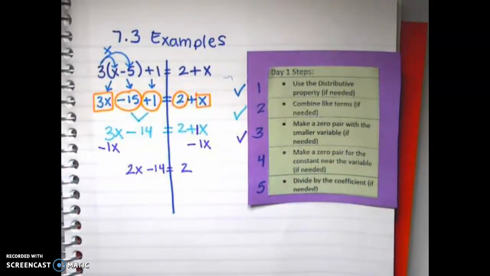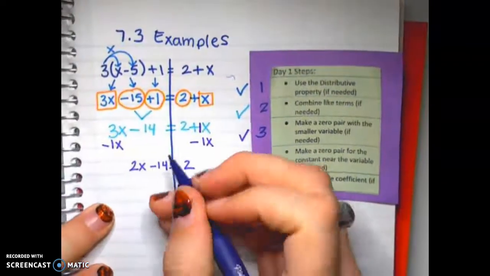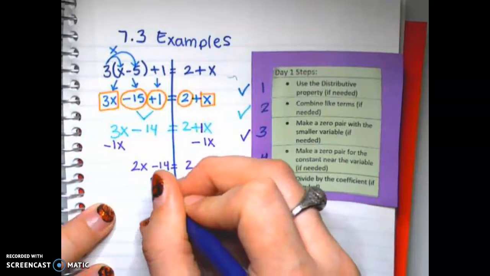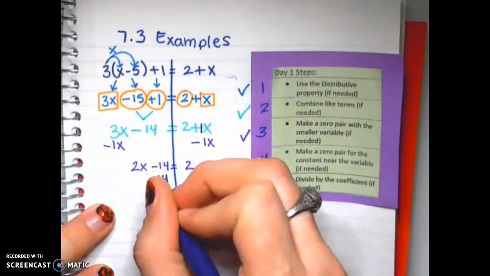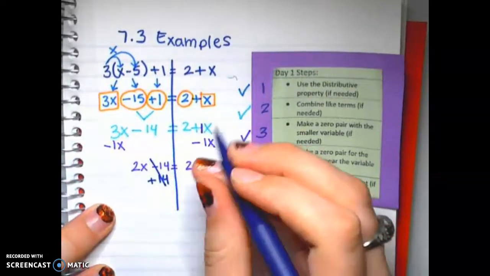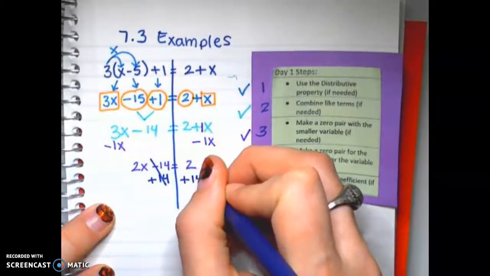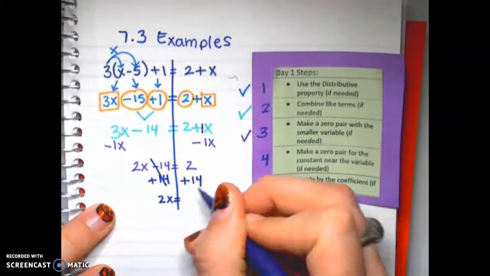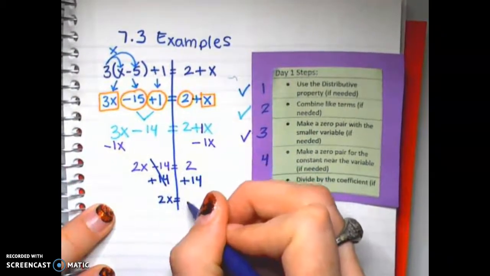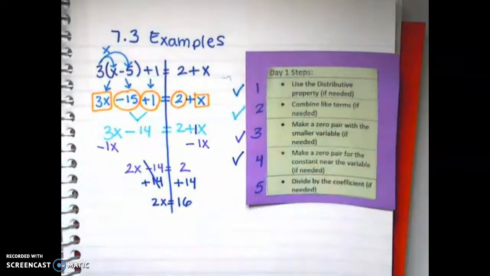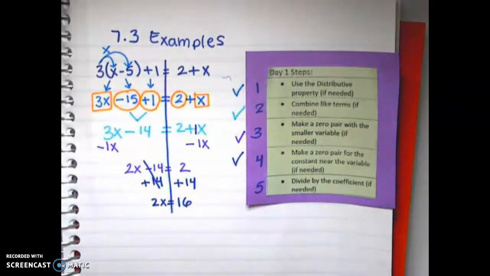To make a 0 pair, I need to put the same number, but I need the opposite operation. So the opposite of negative is going to be positive. So a positive and a negative is going to cancel out, and I'm going to do the same thing on the other side, +14. And I'm going to copy down everything. So then I got 2x equals 14, 15, 16. So 14 plus 2 is 16. Step 4, check.